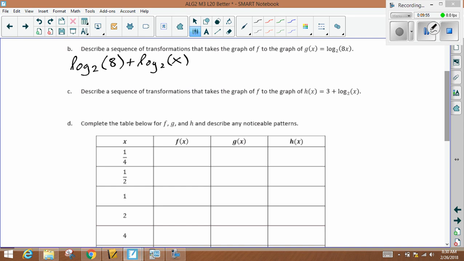What's log base 2 of 8? 3. So what do you think the transformation is going to look like? And obviously this is the same as h of x, right? That h of x right there.